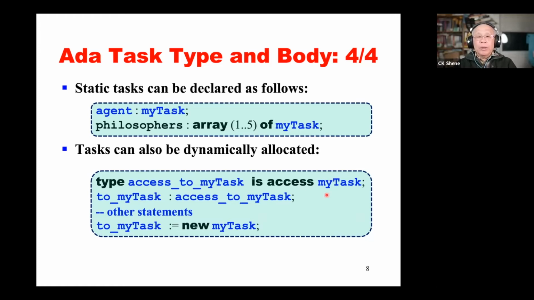So when you want to create this thing, you use new followed by the task. And the access value, or the pointer, would be saved to my task, which is an access type. So this is similar to Java. Now notice here, Ada was standardized in 1983, when Java was still in the very early thinking stage. Therefore, it's not surprising that Java took many ideas from Ada.